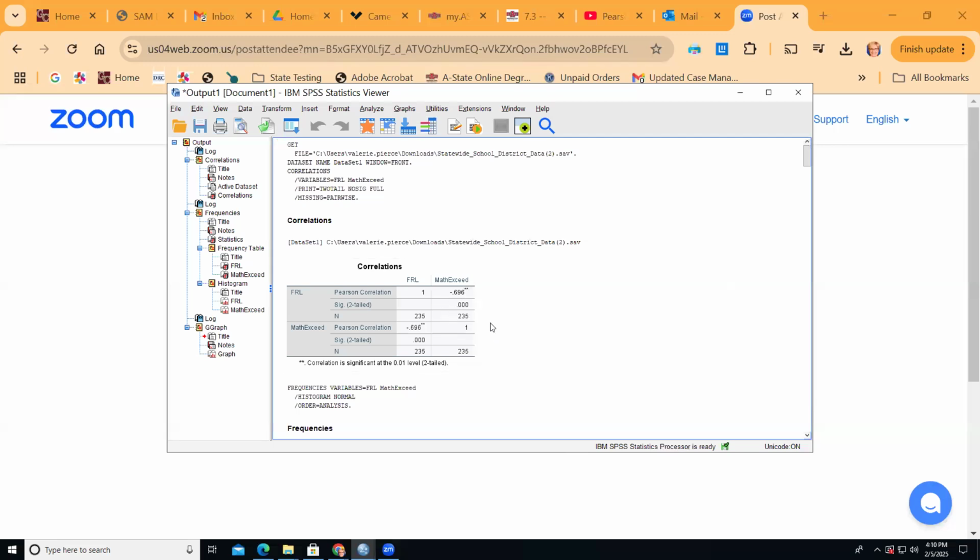The reason that we know it was statistically significant is that the significance factor is less than 0.001, which is less than the alpha level 0.05 that we set.